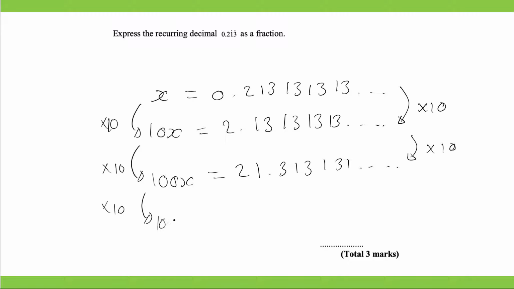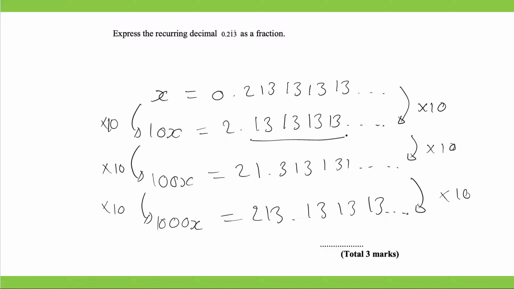After we multiplied it by 10, we multiply by 10 again because the decimals are matching. This would become 1000x, and we multiply by 10 over here as well. This would become 213.131313 and so on. Now you can notice the 10x decimals, which are 131313, are matching up with the 1000x decimals, which are 131313 as well. So now you can do 1000x subtract 10x.